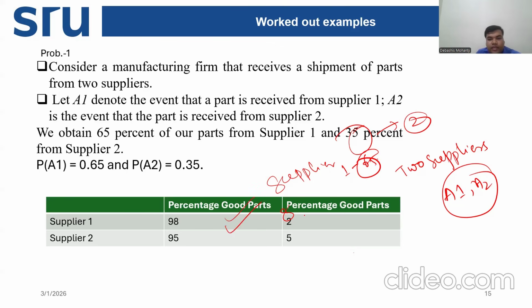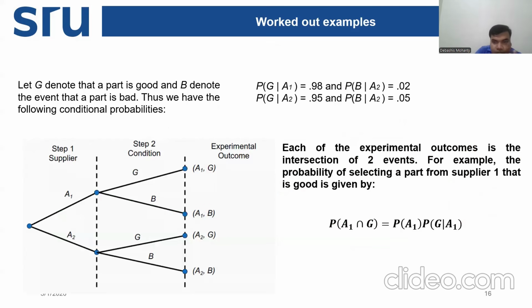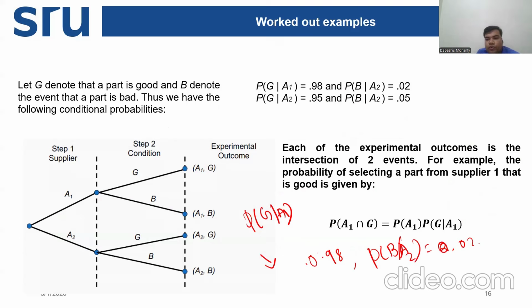For supplier one, the percentage of good parts is 98%, and bad parts is 2%. For supplier two, the percentage of good parts is 95%, and bad parts is 5%. Okay, students, so we need to calculate the probability of G given A1, that is 98%, so 0.98. Then the probability of B given A1 is 2% bad parts, 0.02. Similarly, the probability of G given A2 is 0.95, 95%. The probability of B given A2 is 0.05, 5%.